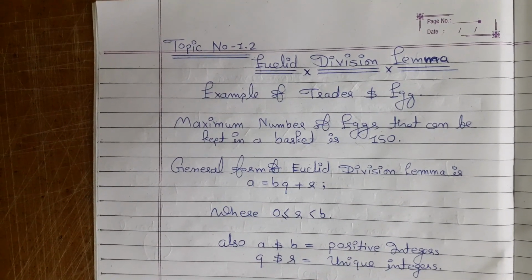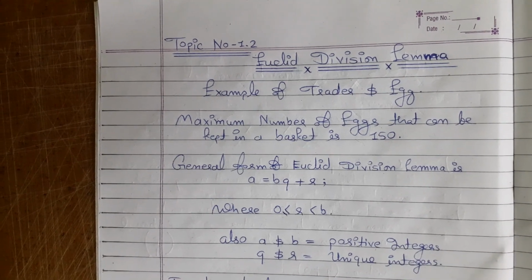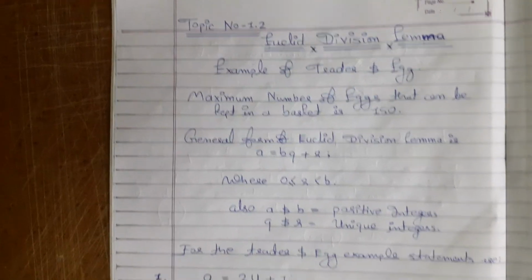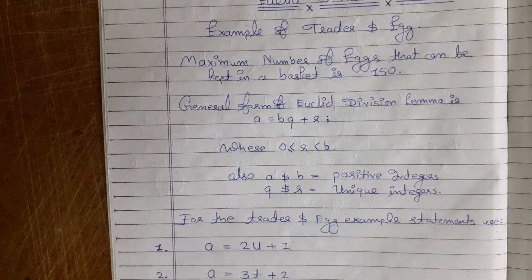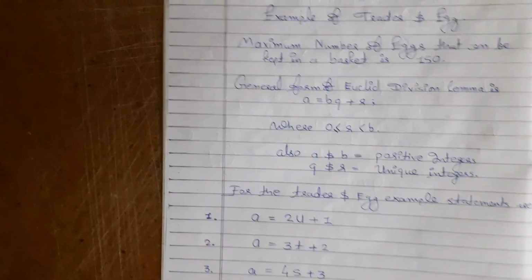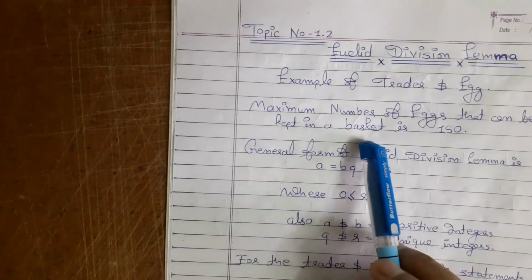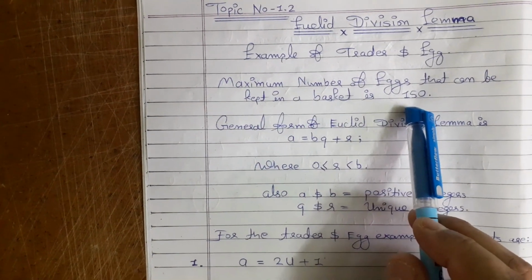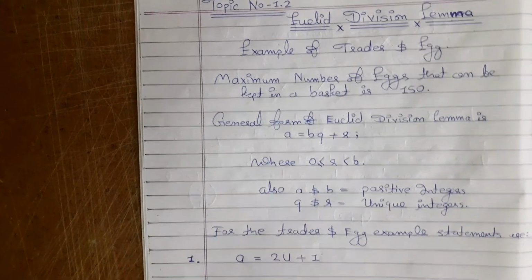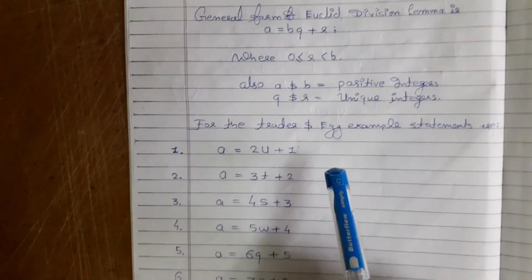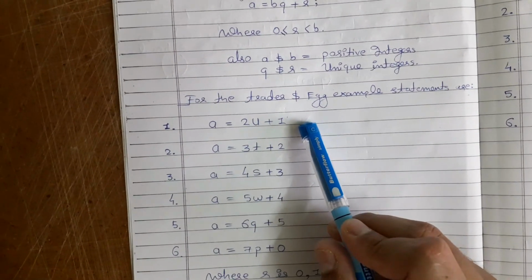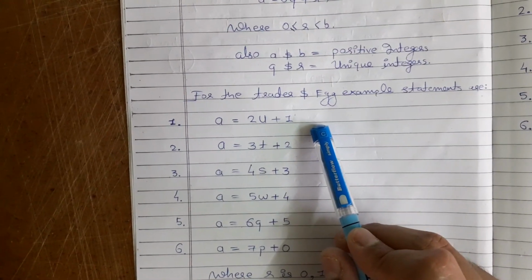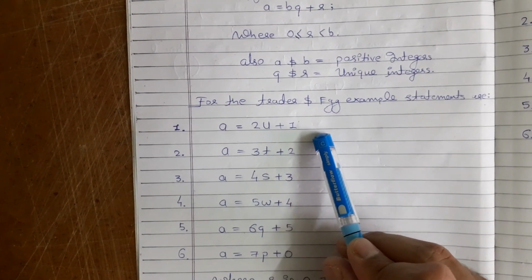So the trader goes to the sarpanch and asks for the money. The panchayat asks how many eggs he was having. He answers in the form of a story: if you count in my basket, the maximum number of eggs possible is 150, and if you count the eggs in pairs of 2, then one egg will remain extra.